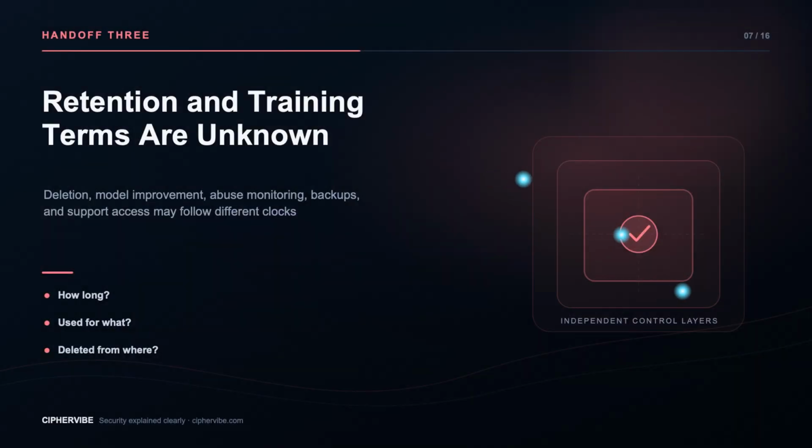The fake service shows why one delete button is not enough. The active conversation, security logs, support records, backups, and derived evaluation data may have different retention rules. Consumer and enterprise plans may differ. Teams need evidence for purpose, retention, training use, subprocessors, deletion, and incident notification before sensitive work is authorized.